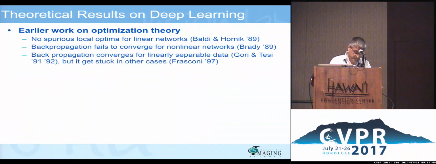Regarding optimization, if we look at the literature in the late 80s and late 90s, the only case where people were successful at showing that you could get globally optimal solutions was the case of a linear neural network. So if you eliminate the nonlinearities, if you only have a single hidden layer, and if the data is separable, then things are good. Okay? But as soon as you add nonlinearities, people showed that backpropagation could get stuck in local minima.